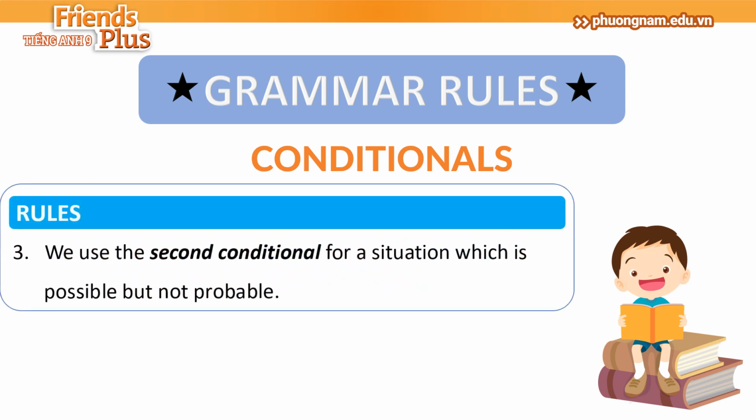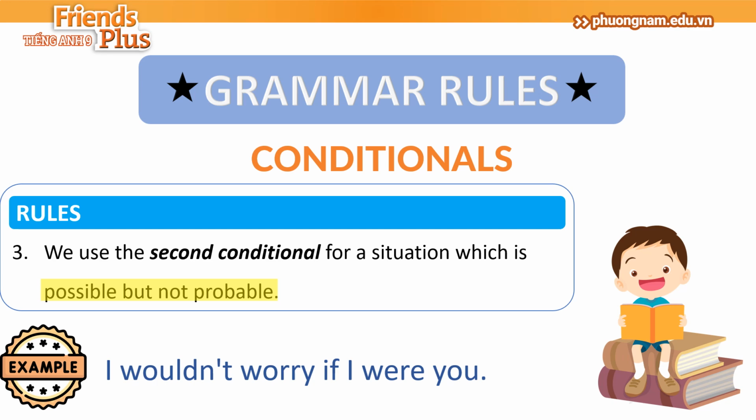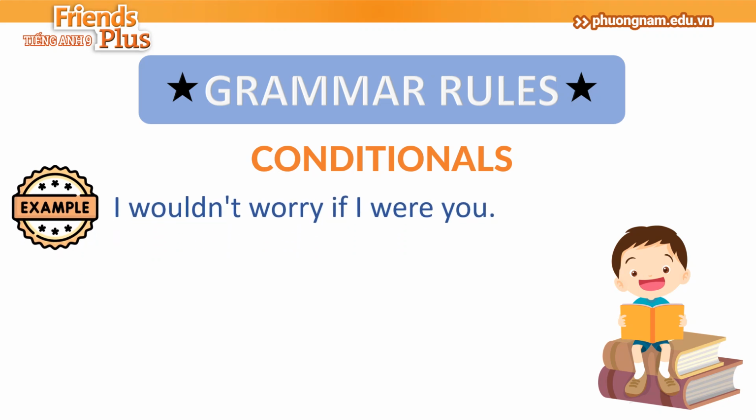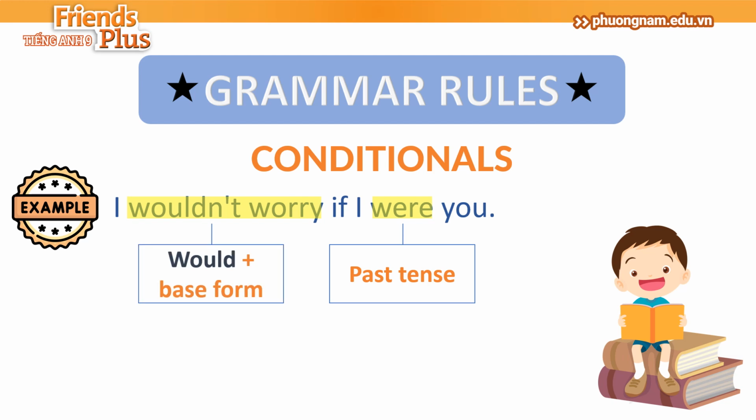Three. We use the second conditional for a situation which is possible but not probable. Example, I wouldn't worry if I were you. Main clause uses would plus base form, if clause uses past tense.